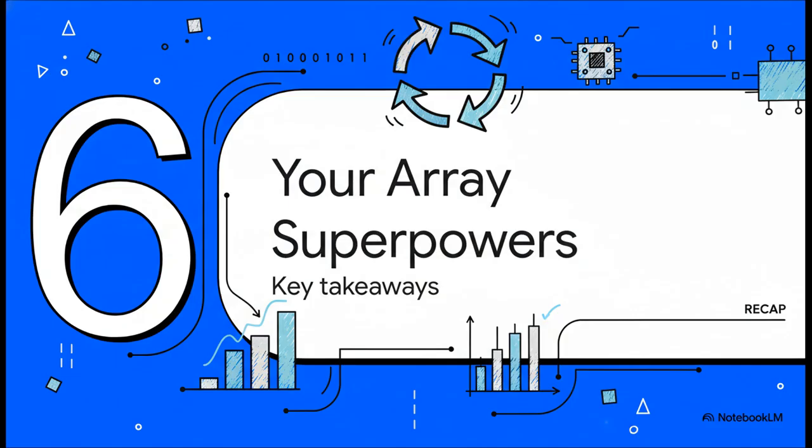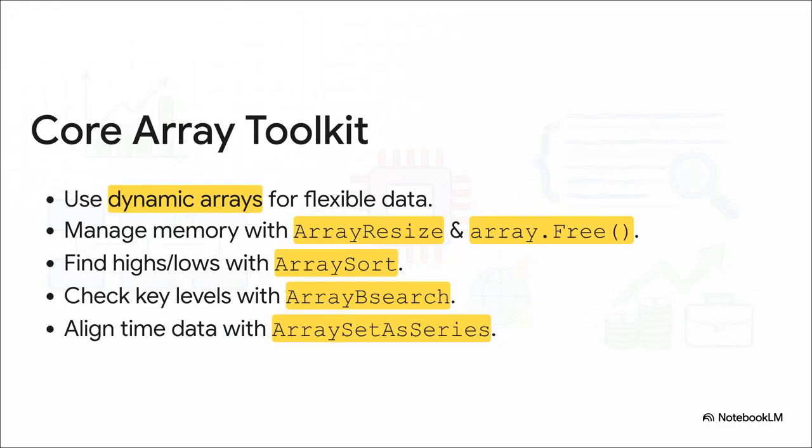Okay, let's do a quick recap of the essential tools you've just added to your MQL5 arsenal. These are the functions that are going to be the absolute core of your data analysis from here on out. So here they are, your array superpowers. For anything that changes, like price history, stick with dynamic arrays. Always, always manage your memory with ArrayResize and ArrayFree. Use ArraySort and ArrayBsearch to find key information in the blink of an eye. And most importantly, if you're working with price data, make ArraySetAsSeries your best friend. Master these 5 things and you'll be writing cleaner, faster, and way more powerful trading bots.